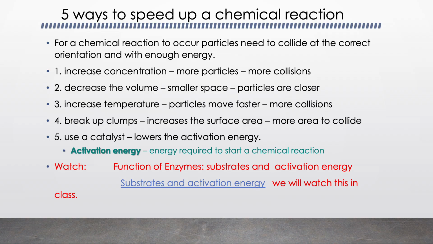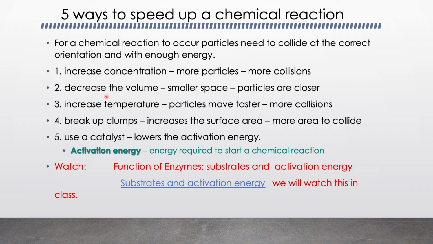Okay, there are 5 ways to speed up a chemical reaction. Again, for a chemical reaction to occur, you have to have the correct orientation with enough energy. And you must know these 5 different ways to speed up a chemical reaction. The first is to increase the concentration, meaning more particles. In other words, more of your reactants together. Fewer reactants, there's fewer collisions. But if you have an increase in the concentration, that means you're adding in more particles, more reactants. That's going to increase the chances that they would collide together.